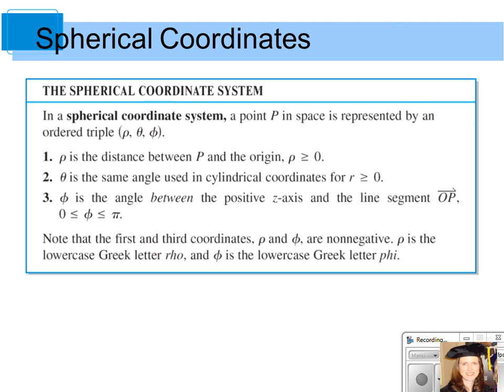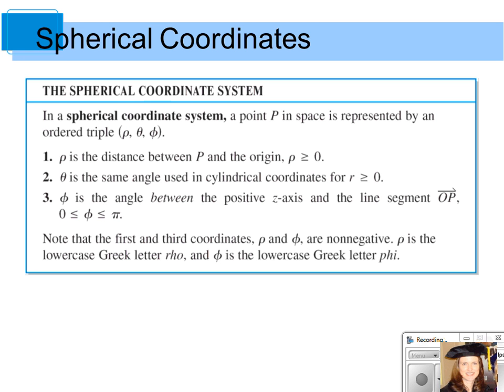So in the spherical coordinate system, a point P in space is represented by an ordered triple. That first letter looks like a P, but it's the Greek letter rho, and it's rho, theta, and phi. Rho is the distance between the point P and the origin, and that rho should be greater than or equal to 0. It's a positive distance.